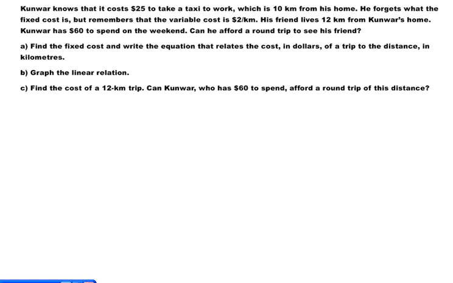We're going to solve a word problem which requires you to find the equation relating the variables. In this problem, Kunwar knows that it costs $25 to take a taxi to work, which is 10 kilometers away. The only thing he knows is that the variable cost, which is also what we know as a slope, is $2 per kilometer, but he doesn't know anything about the fixed cost.